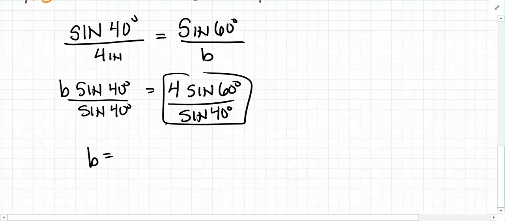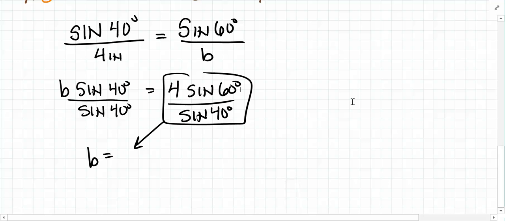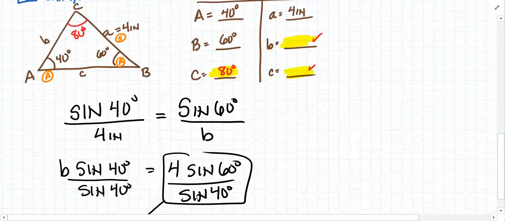So let's get our calculators out. Here's how you correctly plug this in. Make sure you're in degree mode. So I want 4 sine 60, and I just push enter to get the answer for that. And then I divide it by sine 40. All right, and I am getting an answer of 5.389. So we'll go to one decimal place, whatever the book wants. So I'm getting like 5.4 what? That would be 5.4 inches. So then I always come back here and say, okay, that's 5.4 inches.